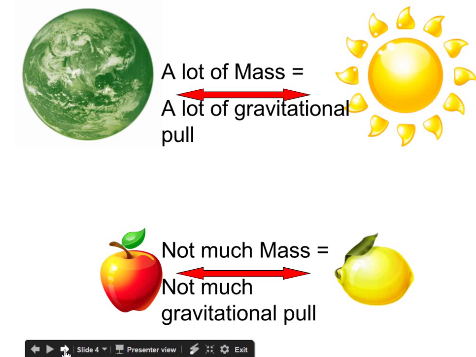Well, how do those affect each other? Well, the first thing is, let's look at mass. If it has a lot of mass, things like planets and stars, and our sun is just a star, just an average sized star, they have a lot of mass, so they have a lot of gravitational pull. If you have two things like an apple and a lemon, not much mass, not much gravitational pull.